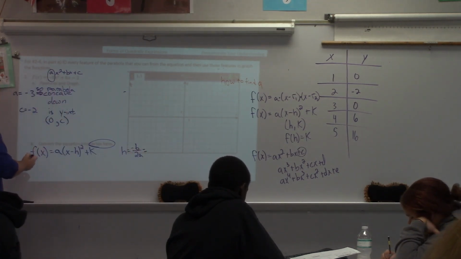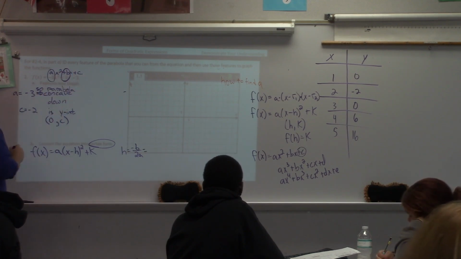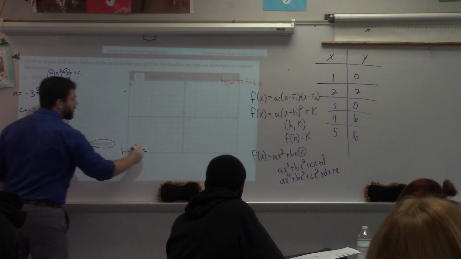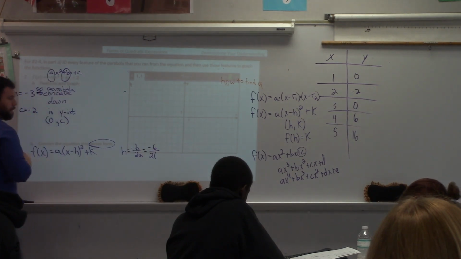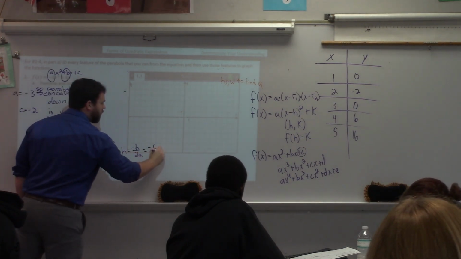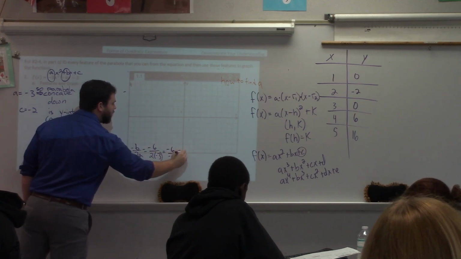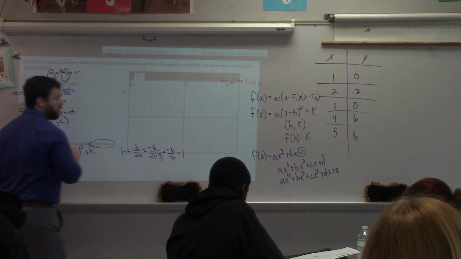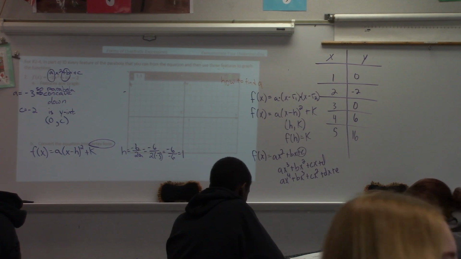Or opposite of b. So what is b in this problem? 6, so what's the opposite of 6? Divided by 2 times what is a? -3. And so -6 divided by -6 gives me an h of 1. I tried to make sure these numbers were nice and easy because I know I didn't let y'all have a calculator, but we go with -6 divided by -6. Okay?